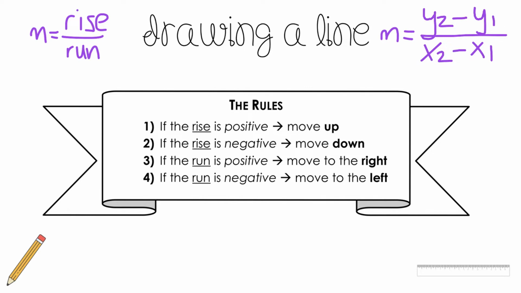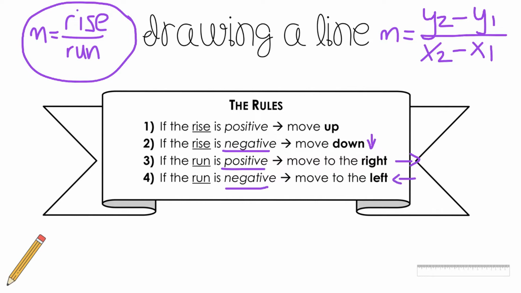We're going to keep both of those concepts in mind, but today we are going to be drawing a line using a slope and a point. There are a couple of rules to remember. Think of the formula in this format. If the rise is positive, which means the top number is positive, we move up in our graph. If the rise is negative, we move down. If the run is positive, that's the denominator, we move to the right. If the run is negative, we move to the left.